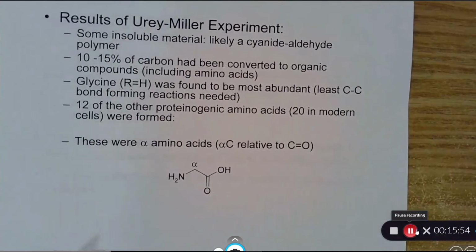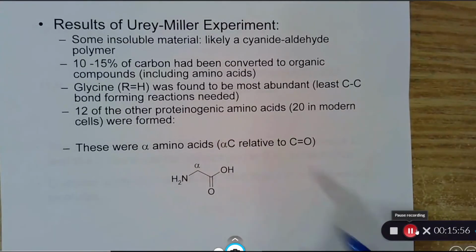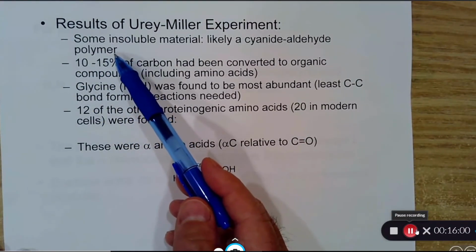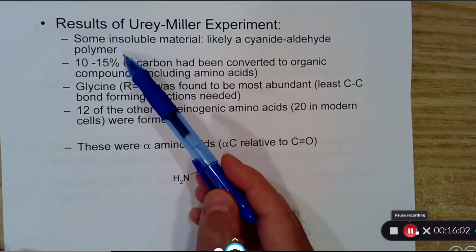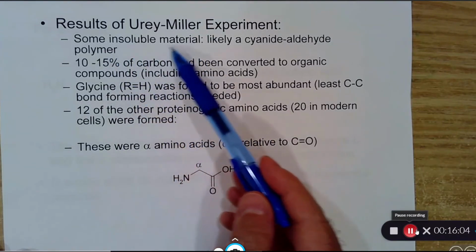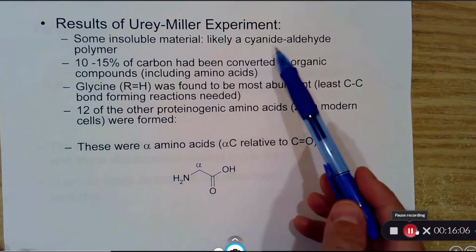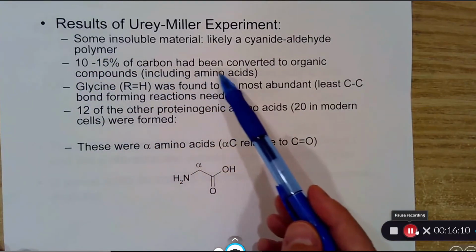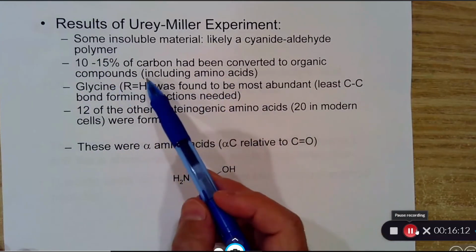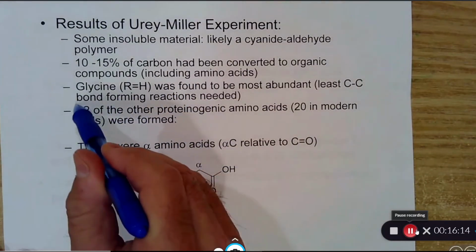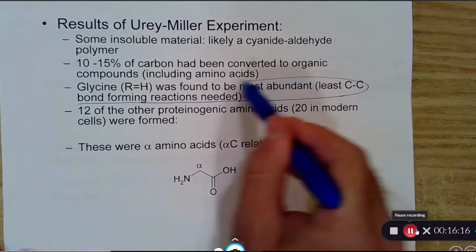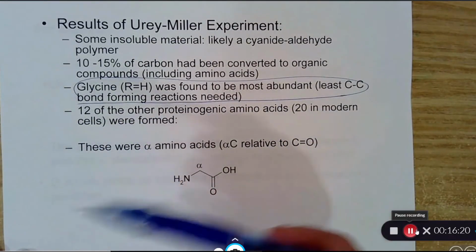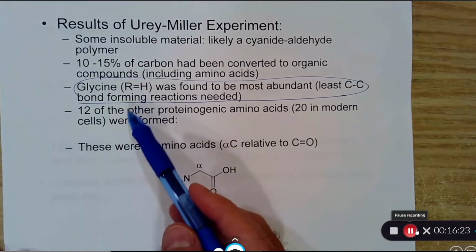So just to summarize, the results of the Urey-Miller experiment: as they were making this compound, it wasn't a super clean reaction. They got some insoluble material, also likely a cyanide aldehyde polymer. 10 to 15% of the carbon had been converted to organic compounds, including amino acids. Not surprisingly, glycine was found to be the most abundant amino acid, the simplest amino acid, right? So it comes from formaldehyde.